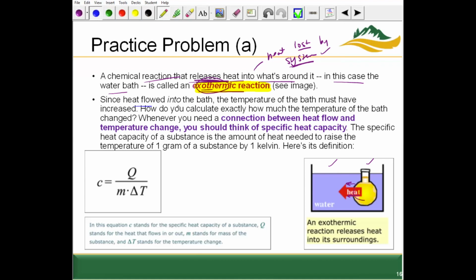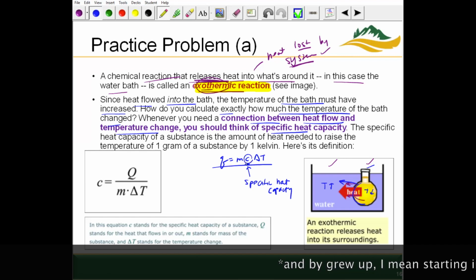So since heat flowed into the water bath, the temperature of the bath must have increased, right? When heat is exchanged here, the temperature of the water is going to increase. The temperature is going to decrease for whatever's in this flask. How do we calculate exactly how much the temperature of the bath changed? Whenever we need a connection between heat flow and temperature change, think specific heat capacity, or that equation that we've used a few times, and are going to continue to use, Q equals m c delta T, where this term here is our specific heat capacity.